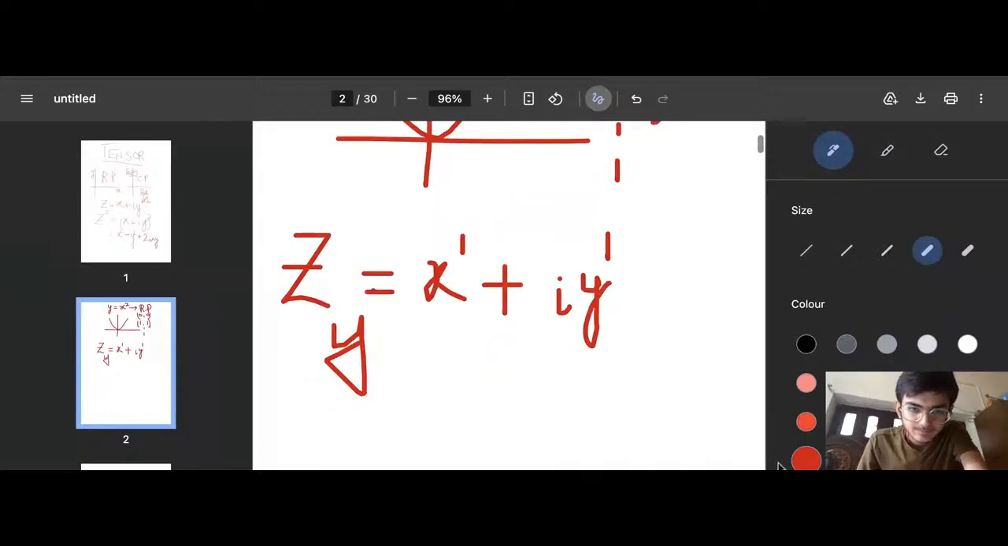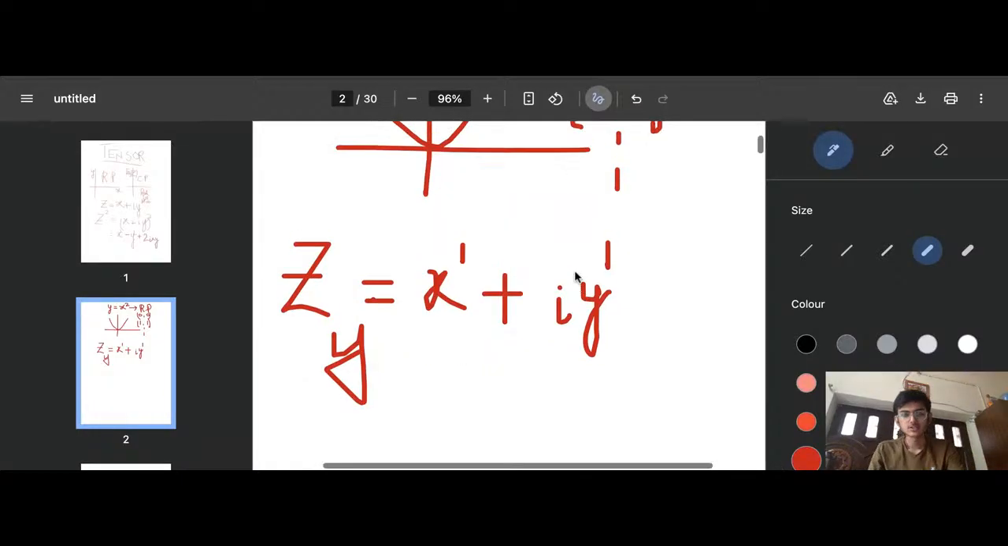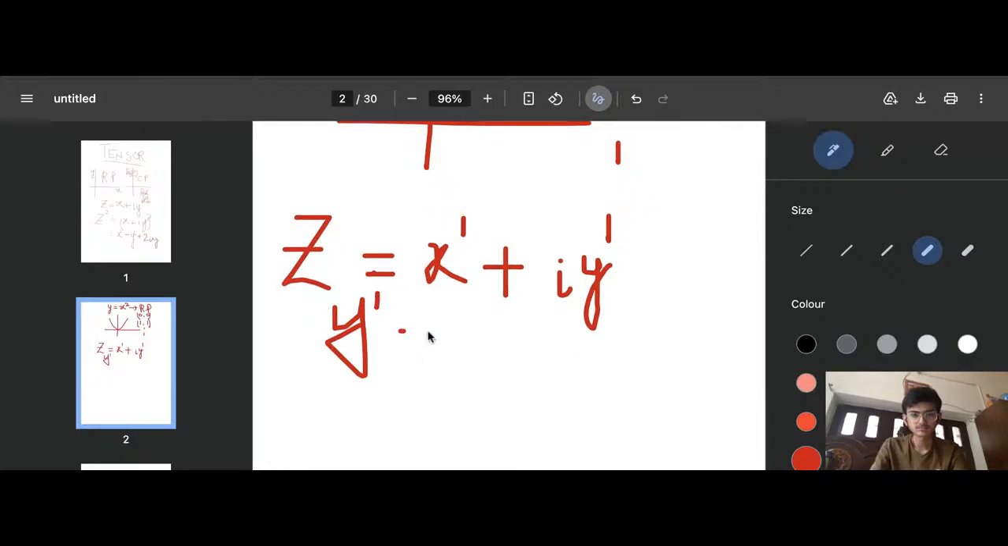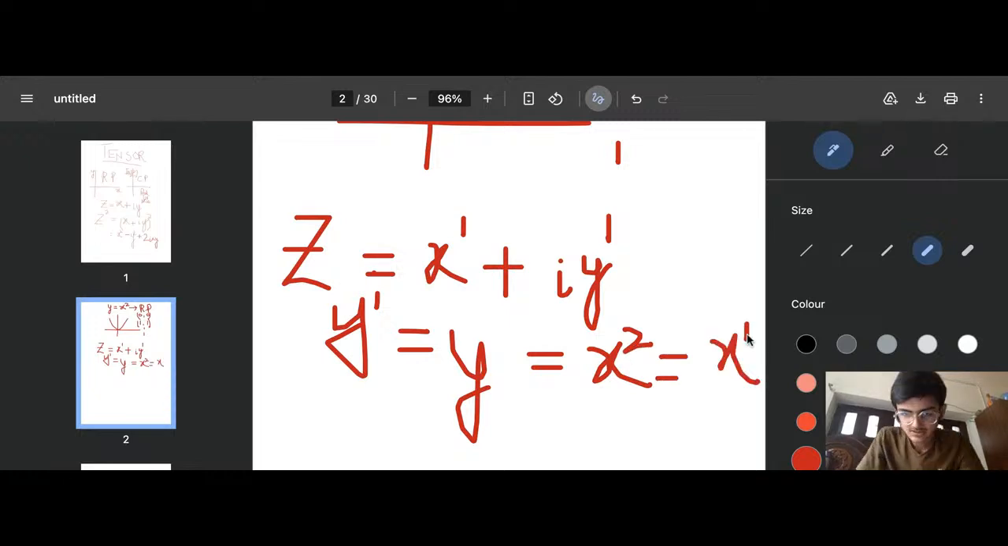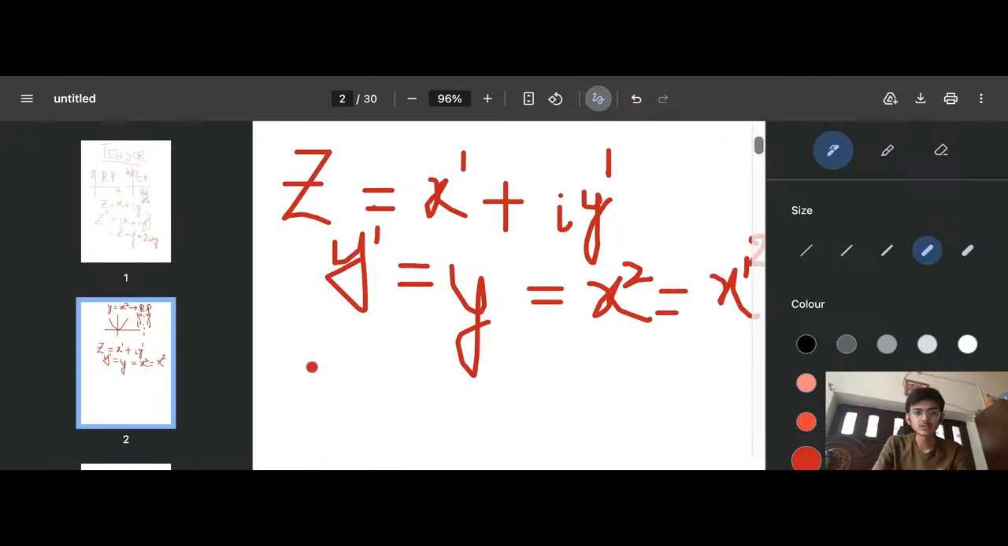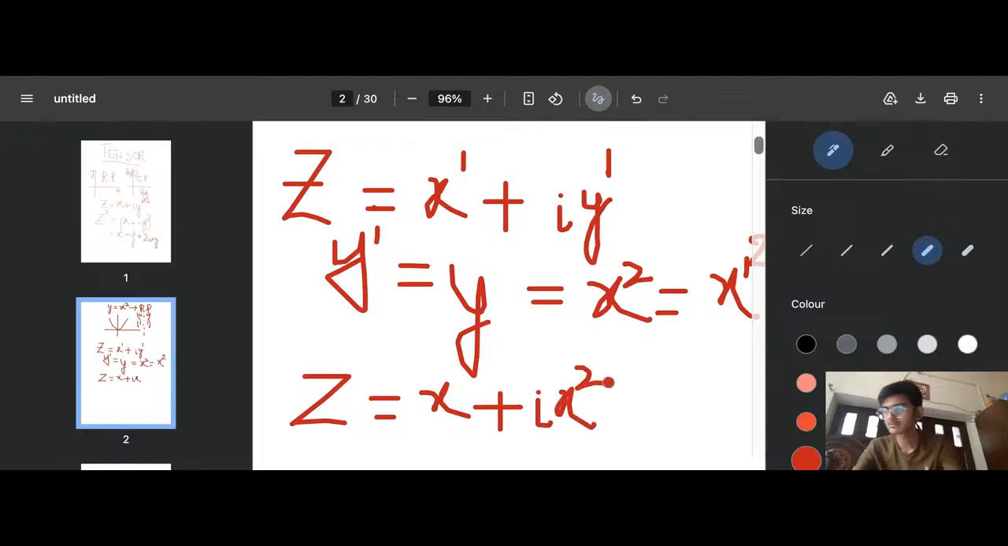So how can we transform it actually? This y dash is actually this y only, and this y is actually x square. So now this is your x dash, or x dash square you can say, where x is equal to x dash. So you can just transform it this way: z is equal to x plus iota x square.